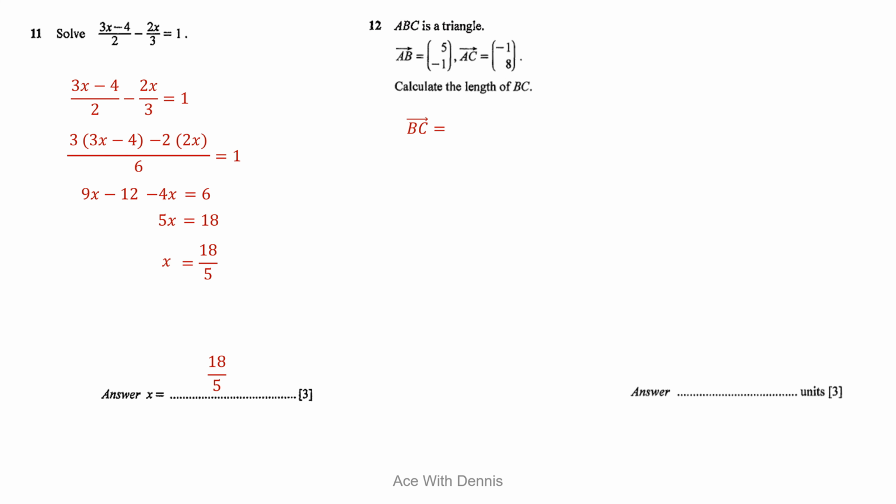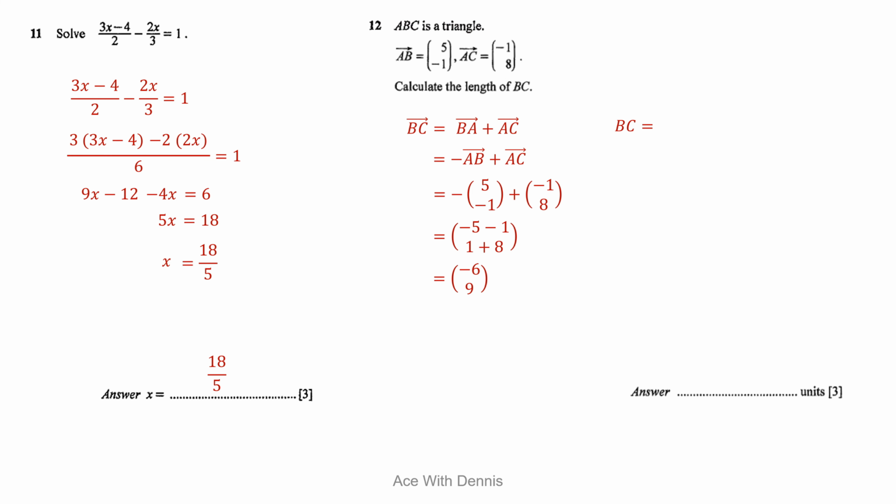So vector BC, we can apply the chain rule, which is vector BA plus vector AC. Given vector AB, hence vector BA will be minus vector AB. So it is minus vector AB plus vector AC. Then substitute the values. We have minus (5, negative 1) plus (negative 1, 8). We calculate one by one, negative 5 minus 1 and 1 plus 8. And the result we get is (negative 6, 9).